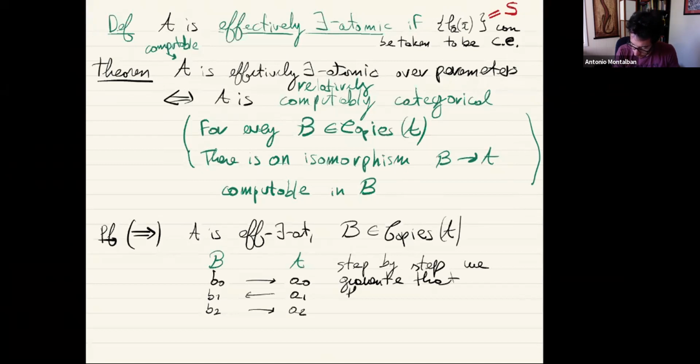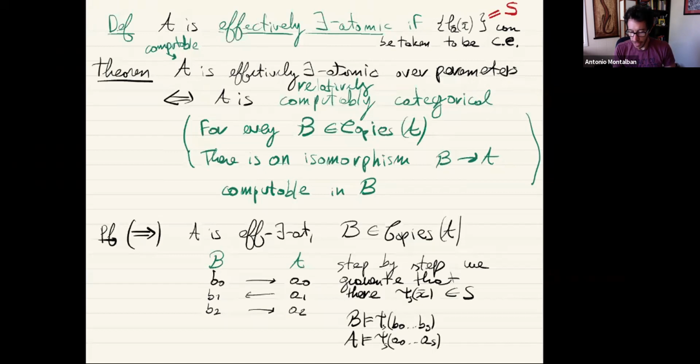Guarantee that there is a formula psi of X that belongs to the family S, such that B models psi of B0 up to BS, and A models psi of A0 up to AS. So we're going to choose a different one at every step. So this is step S.